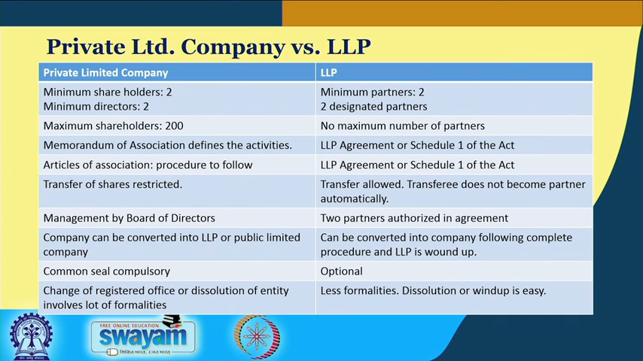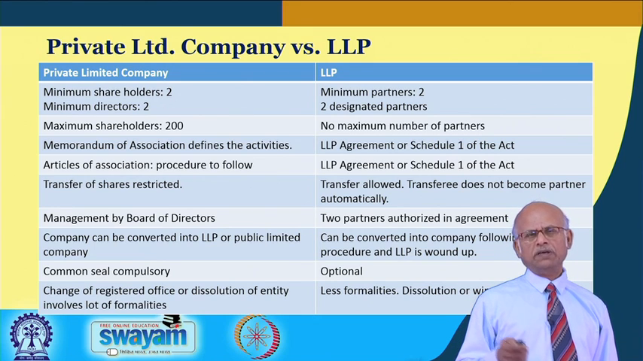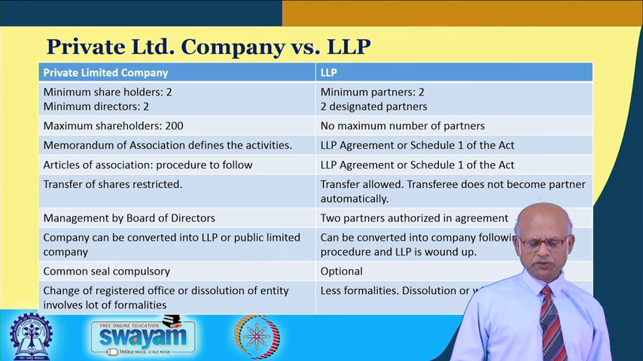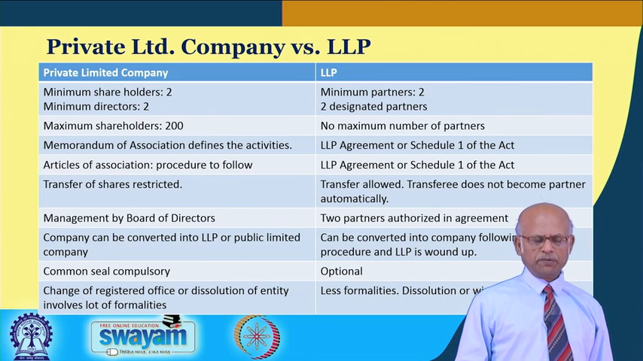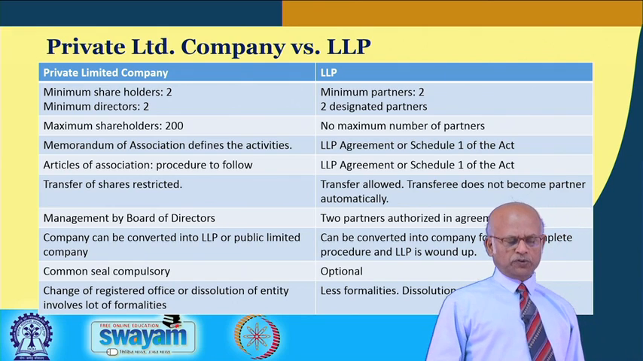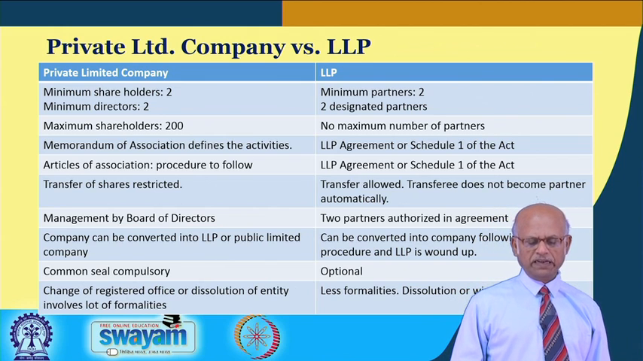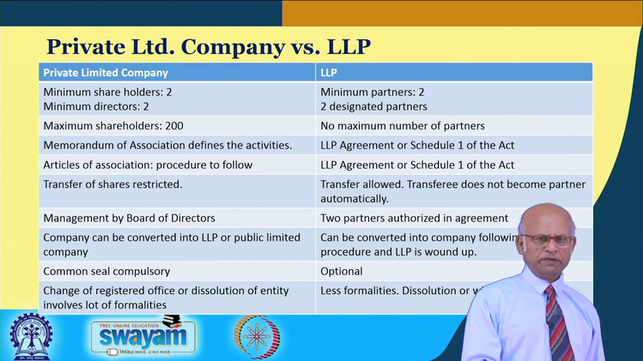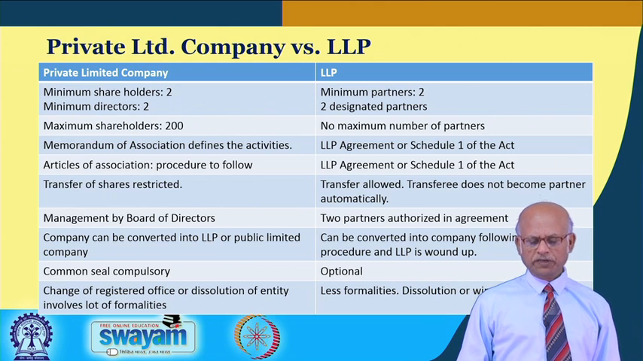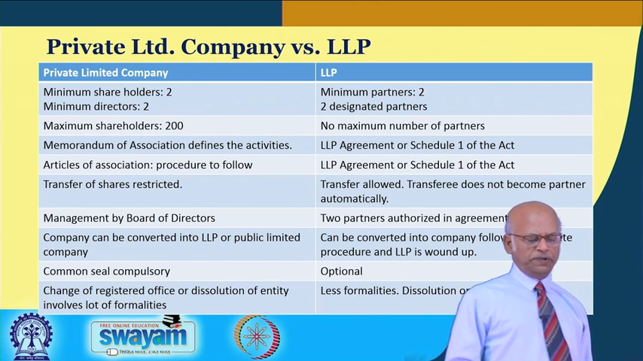Minimum shareholders for a private limited company is 2, minimum partners for an LLP is 2, minimum directors 2; in a partnership they call it minimum partners, so 2 designated partners. Then maximum shareholders is 200, whereas in LLP there is no maximum limit. Then the activities are defined in private limited companies through the memorandum and articles of association, whereas in LLP they have a declaration in schedule 1 of the act. Similarly, the procedures followed by private limited companies are held in articles of association. The same thing is in schedule 1 of the LLP act.